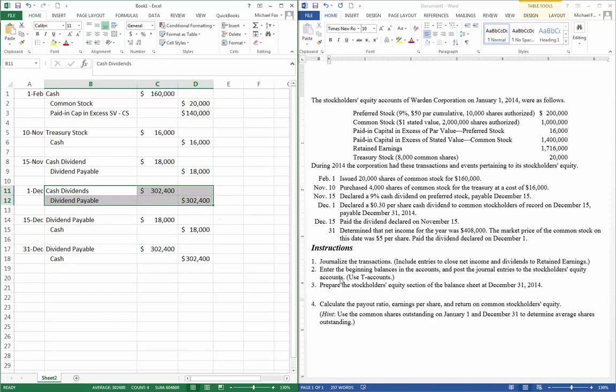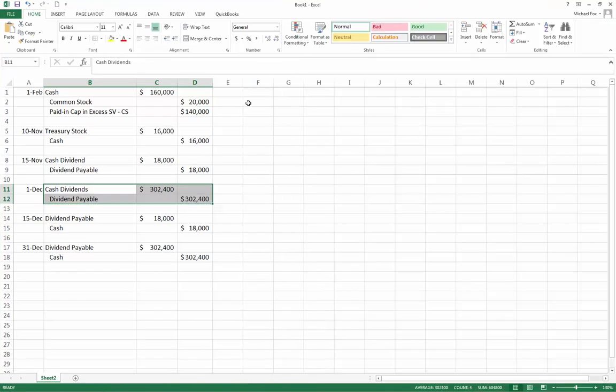All right, number 2 is enter the beginning balances of the accounts and post the journal entries to the stockholder equity accounts. Use T accounts. So this is just like what we did in problem 11.1, except now we have beginning balances on these accounts. So we'll start by setting up our T accounts. In fact, I'm going to pause it so you don't have to watch me go through the process of setting them up.